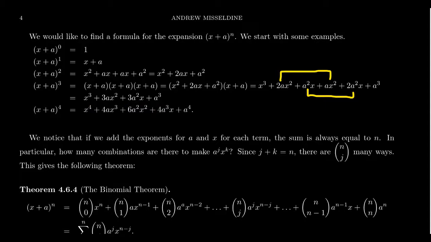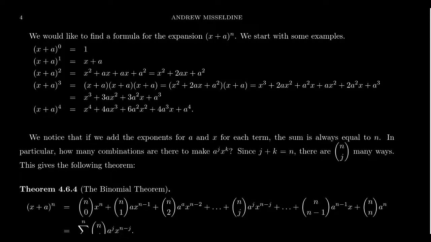To do the next one, it's a little bit more complicated. What you would do is take x plus a cubed times x plus a. We would multiply this thing out. We're going to take the coefficients from this guy right here, combine like terms, and I'm just going to list the final product. You're going to end up with x to the fourth plus 4ax cubed plus 6a squared x squared plus 4a cubed x plus a to the fourth. I kind of hit the magic there, but I want to show you something that's going to be pretty neat.